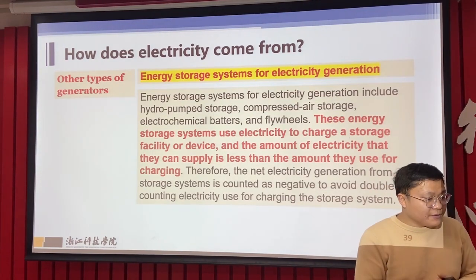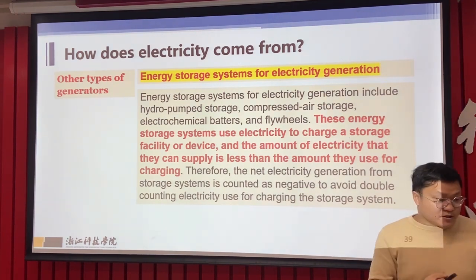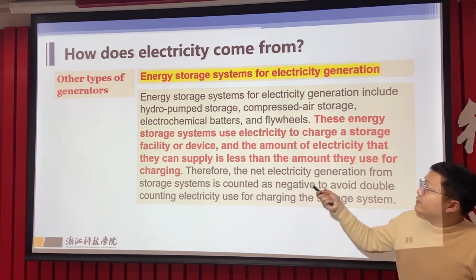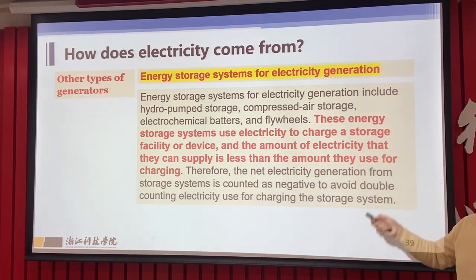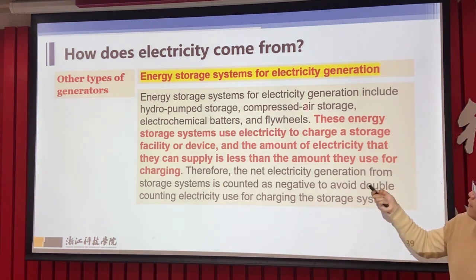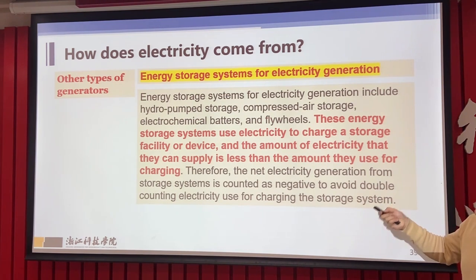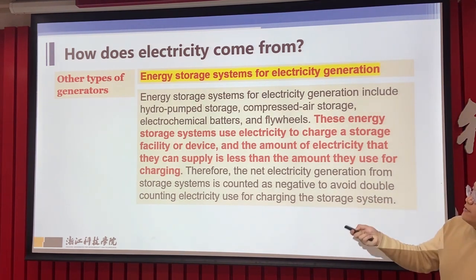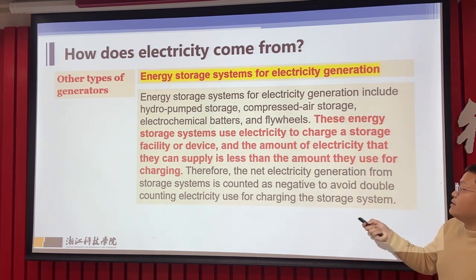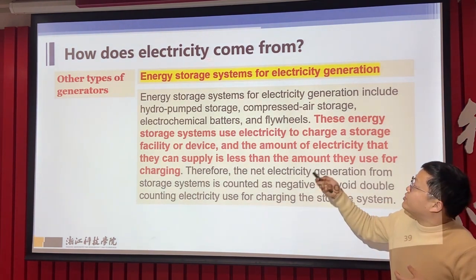Okay, and then we also have some energy storage systems for electricity generation. Energy storage systems for electricity generation include hydro pumped storage, which we have already discussed, and also compressed air storage, electrochemical batteries and flywheels. These energy storage systems use electricity to charge a storage facility or device, and the amount of electricity that they can supply is less than the amount they use for charging. So you may imagine why we use these energy storage systems.